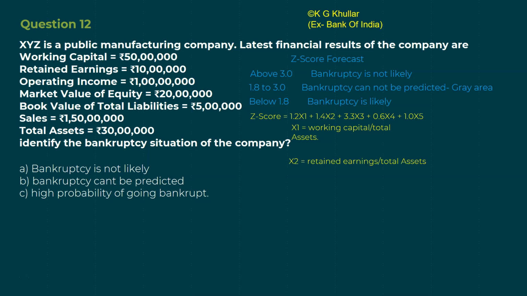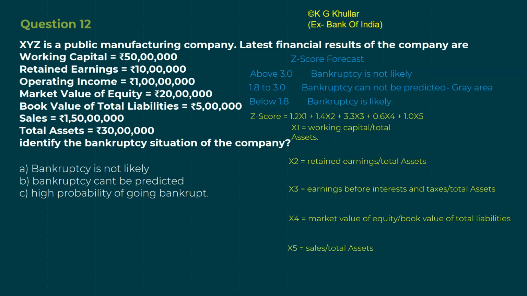Next we have x2 equals retained earnings divided by total assets. It measures the financial leverage of a company. x3 equals earnings before interest and taxes divided by total assets. It measures the productivity of a company's total assets. x4 equals market value of equity divided by book value of total liabilities. It measures what portion of a company's assets can decline in value before the liabilities exceed the assets. x5 equals sales divided by total assets. It measures the revenue generating ability of a company's assets.